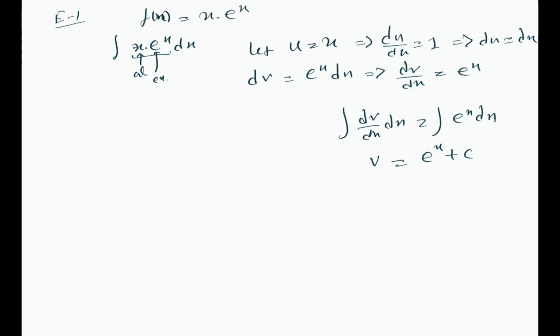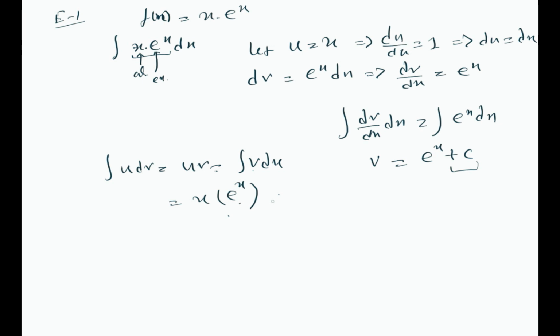Okay, so according to the formula, first let me write the formula again. Integral of u dv is equal to uv minus integral of v du, right? So according to the formula, just write what is u. u was x and v was e to the power x. I don't need to write this c, because if I write c here, and for this v I will need to write plus c here. So finally this part will be positive, negative, because we have a minus sign here and we have a plus sign here.